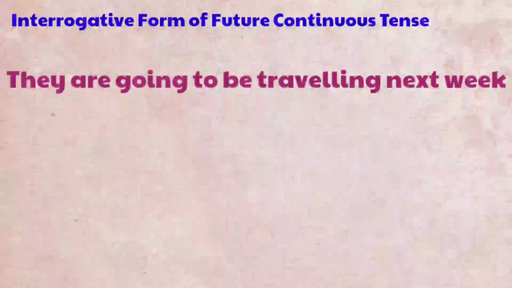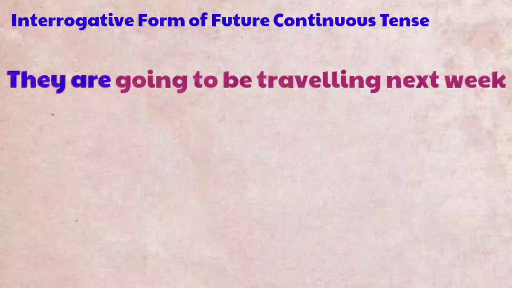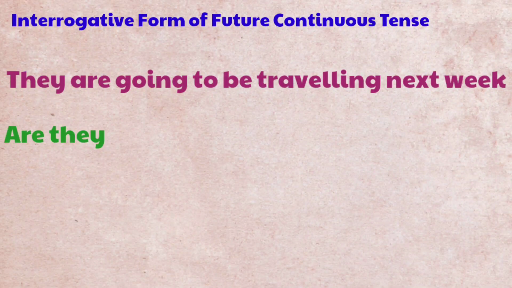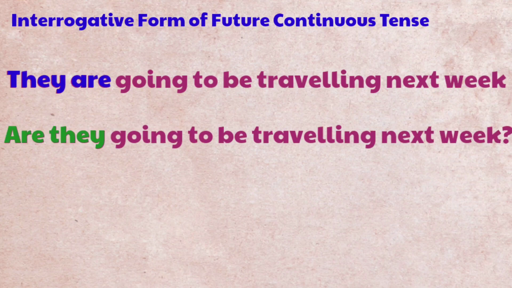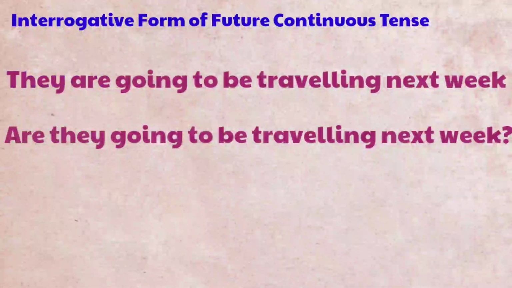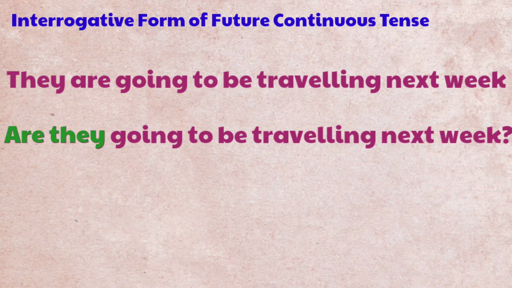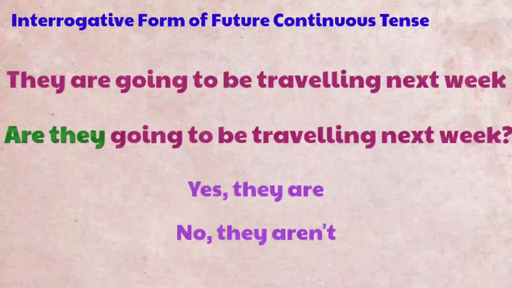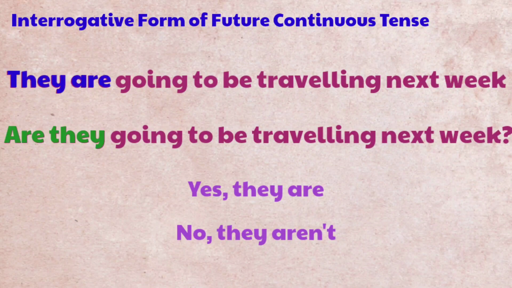They are going to be traveling next week. Again, to turn this into a question, only change the order of the first two words. They are becomes are they. Are they going to be traveling next week? Remember to add the question mark at the end of the sentence. To reply, we can say, yes, they are, or no, they aren't.